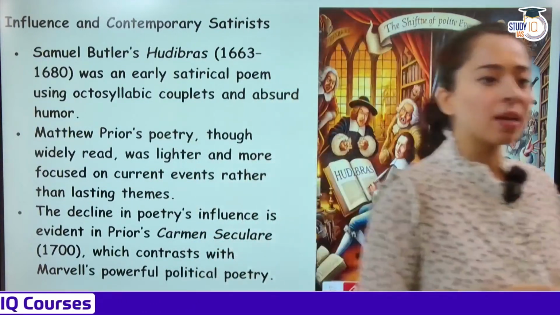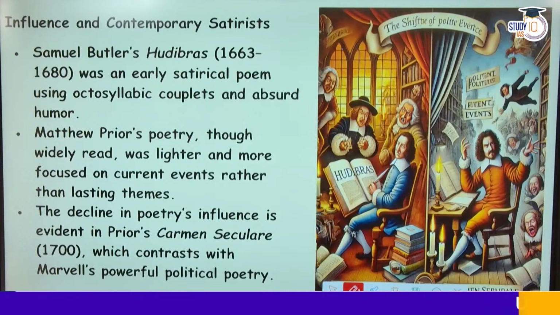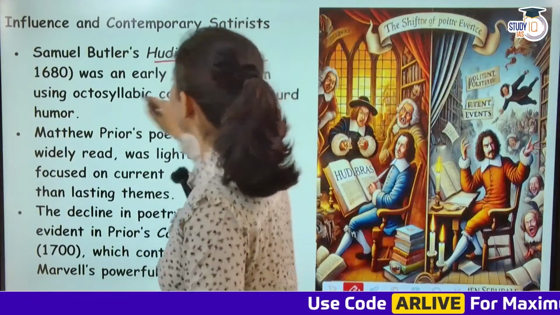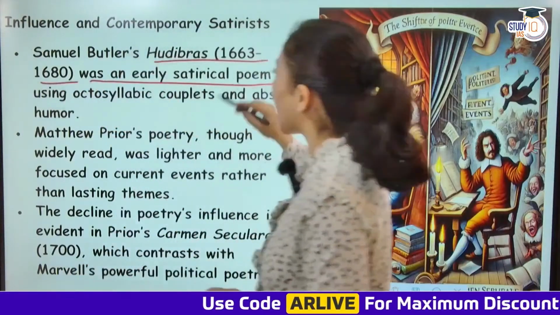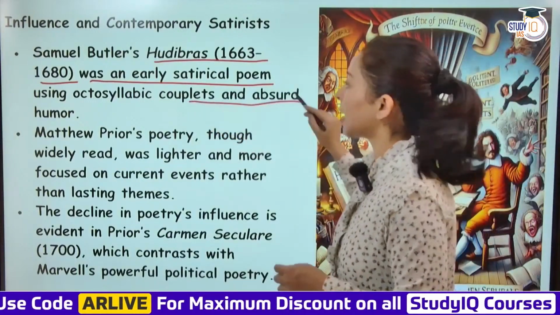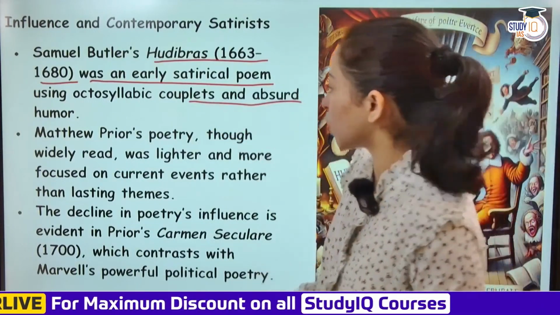सो सैमुअल बटलर का जो वर्क था, हुडिब्रास आया था 1663 से लेकर 1680 तक, was an early satirical poem and he used octosyllabic couplets and absurd humor. Okay, so this is what he used.